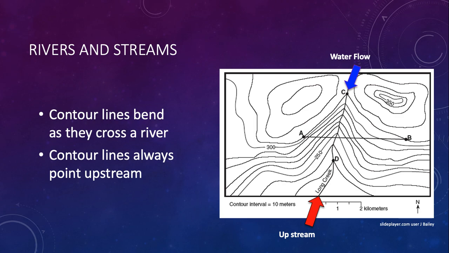Rivers and streams. Contour lines bend as they cross a river, and contour lines always point upstream, which is the opposite direction of the water flow. So on this particular map, water would be flowing to the southwest.